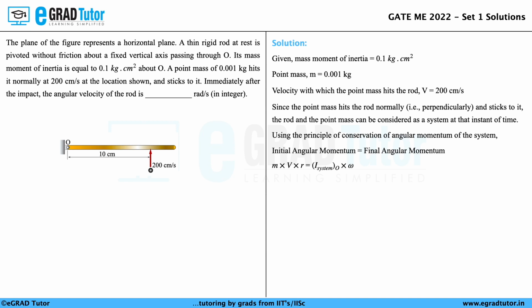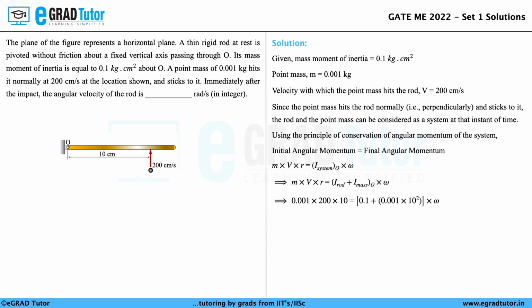The left hand side remains the same, which is m into v into r, and since the system considered is both the thin rigid rod and the point mass together, the moment of inertia about point O is the moment of inertia of the rod plus the moment of inertia of the mass about point O, multiplied by the angular velocity. Now, substituting the corresponding values, in this equation the only unknown is the angular velocity of the rod after the impact.